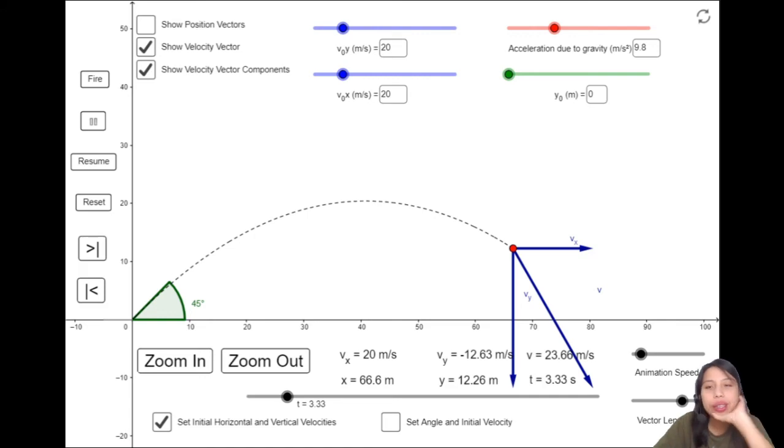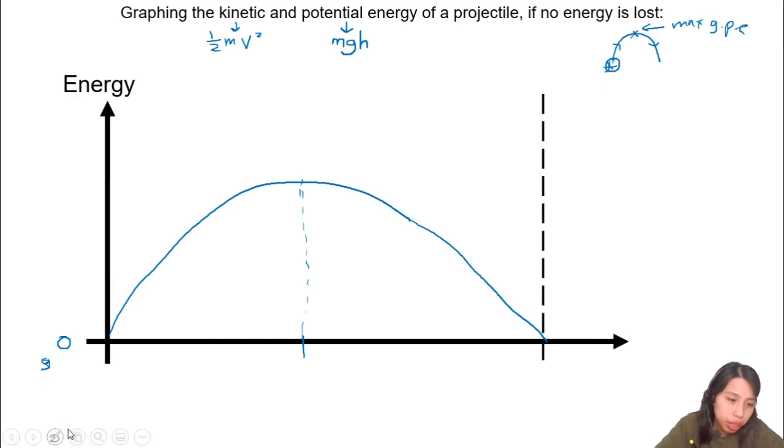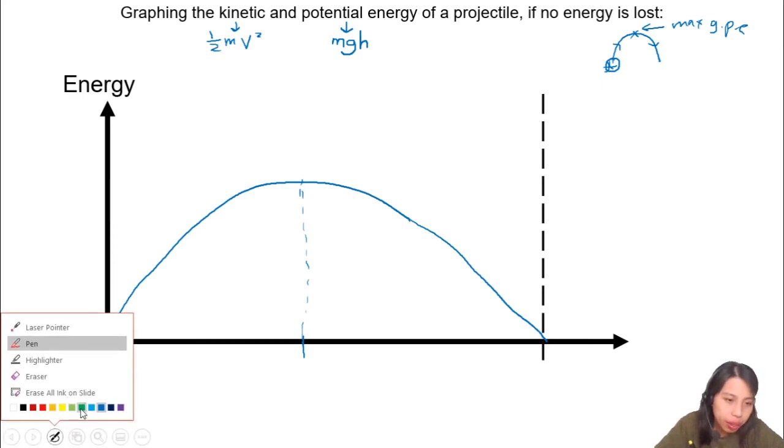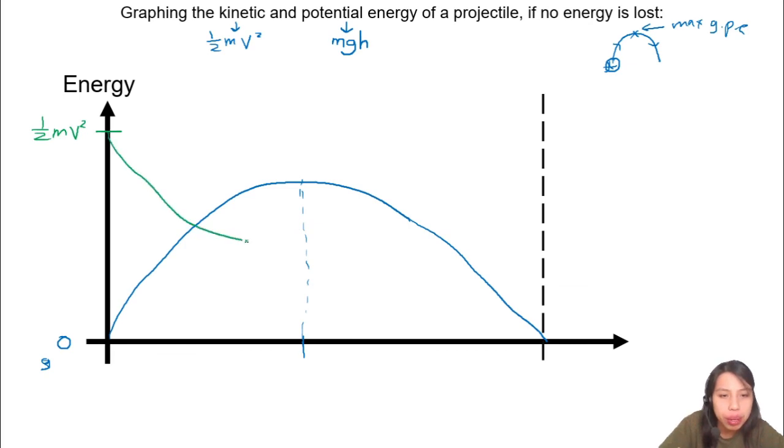You can go play around with this animation and stare at it more times. But just FYI, you start off with the biggest kinetic energy. So something like this, here will be your half mv squared, where v includes both components. But then it will decrease at some point. Then you stop there. Why not go to zero?